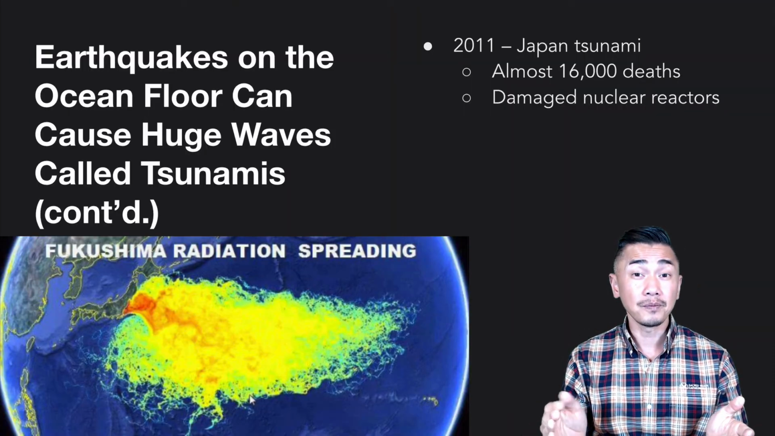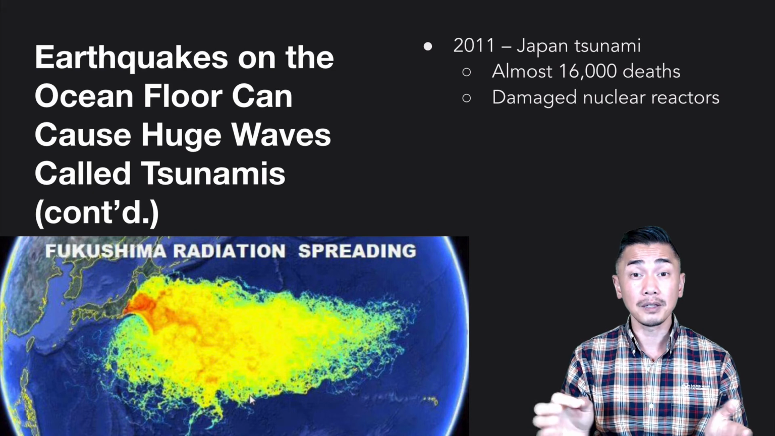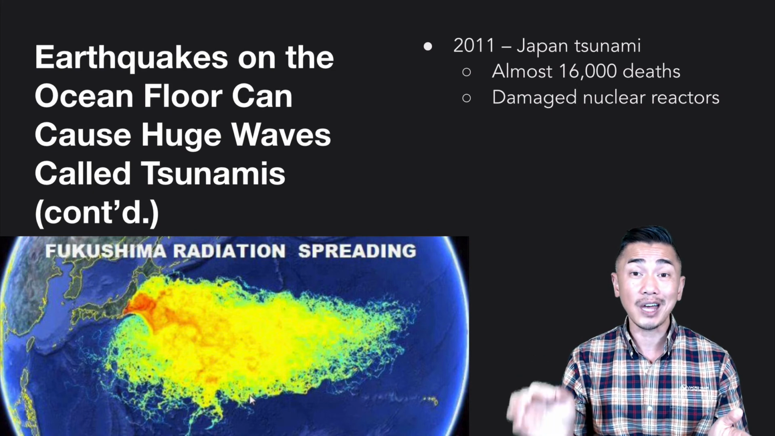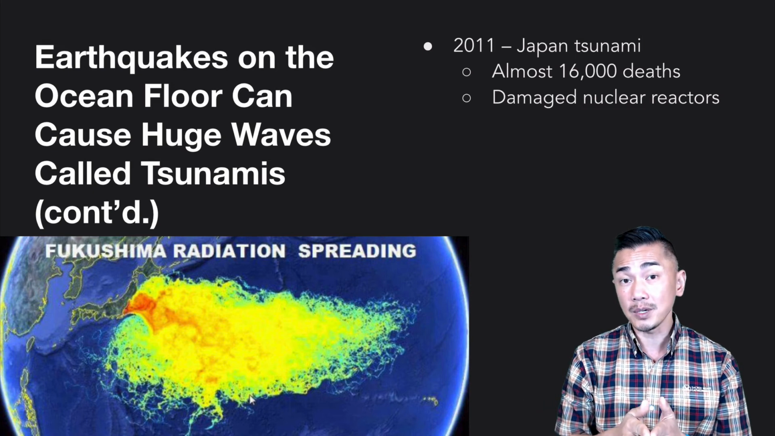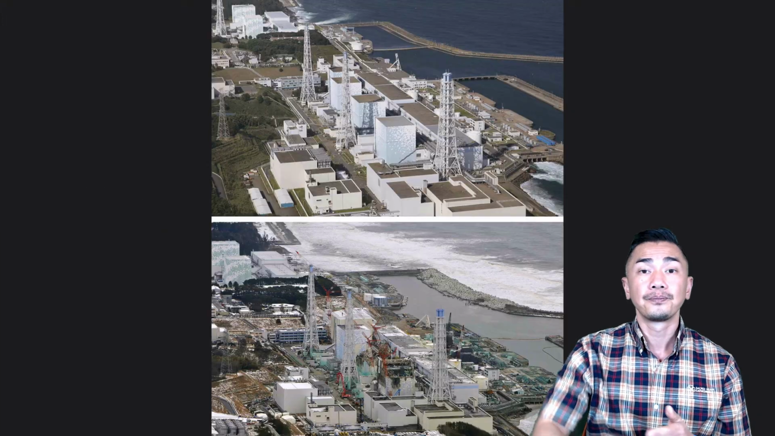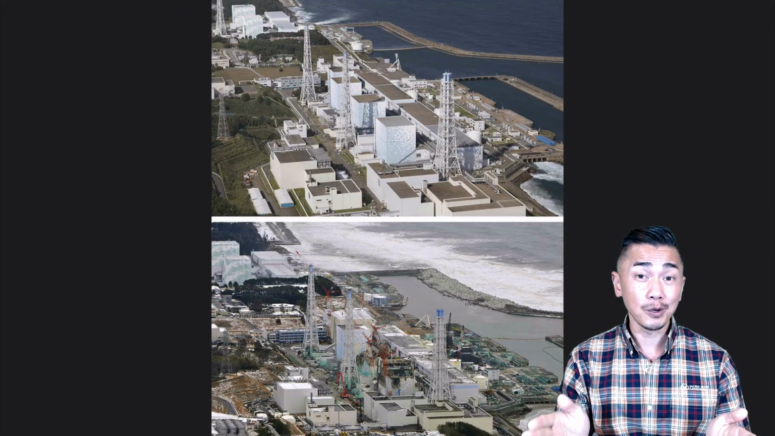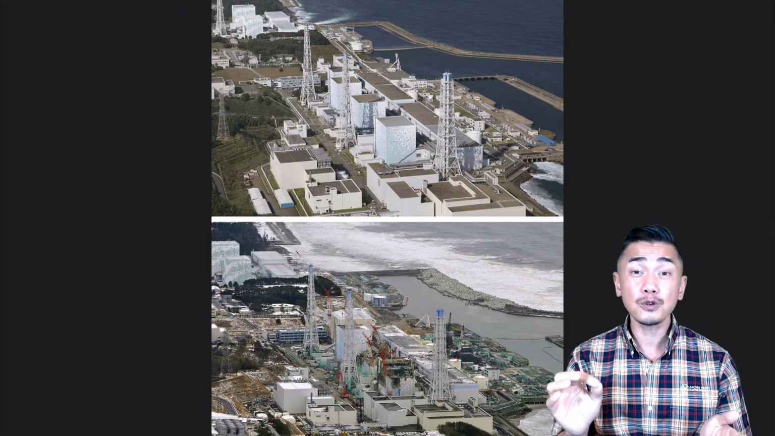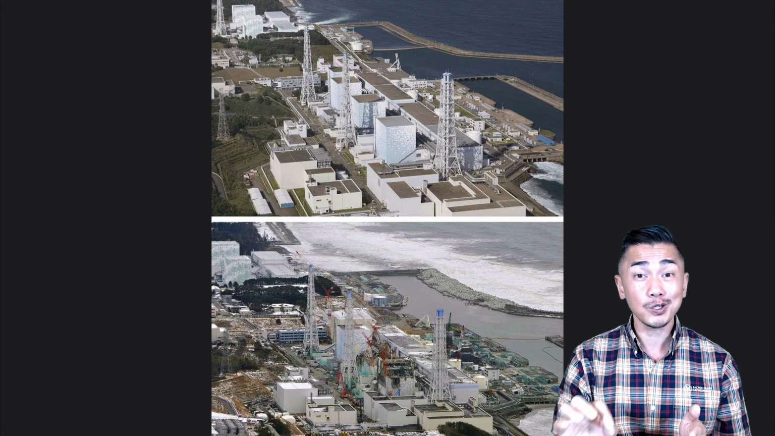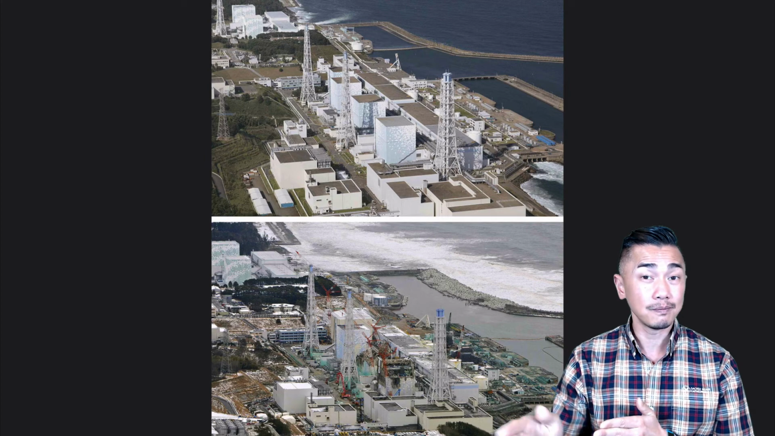In 2011, there was a very significant tsunami that occurred in Japan. This tsunami caused almost 16,000 deaths and caused damage to nuclear reactors that led to leaking radiation. These are before and after photos of a nuclear reactor in Fukushima, Japan. After the nuclear reactor was damaged by the tsunami, it leaked radiation.